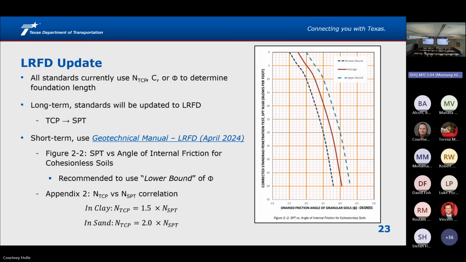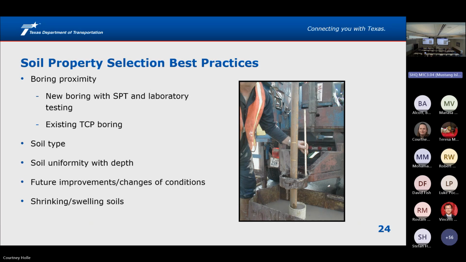But for now, if you look at Appendix 2 in the geotechnical manual, which I'll have an image of here in a couple of slides, we have a general conversion factor that can be used for clay and sand between the TCP and SPT value that can be used on these standards. Also, using SPT, you can directly derive the angle of internal friction based on the chart that we have here. This chart's in the manual, but it's also in AASHTO. And I'll pick at that a little bit more as we move forward in this presentation as well.